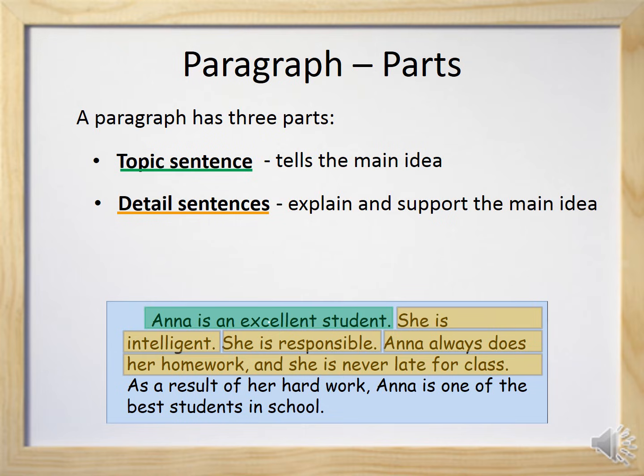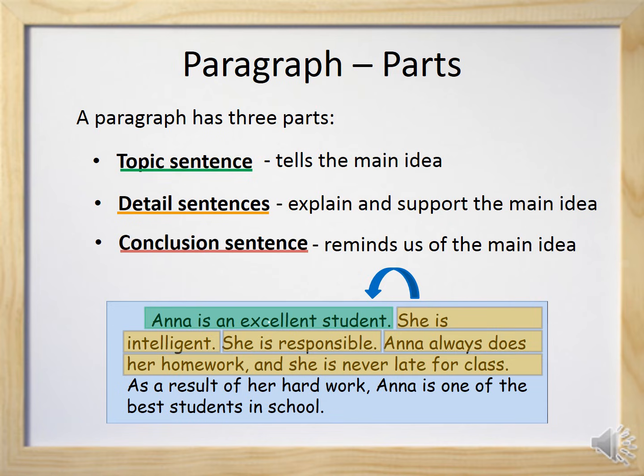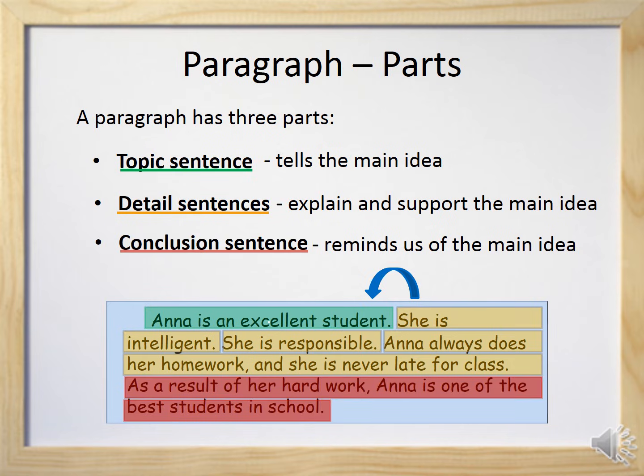Do you see how these 3 detail sentences explain the topic sentence? Because they tell us why Anna is an excellent student. The last part of a paragraph is the conclusion sentence. This sentence reminds us of the main idea. The conclusion sentence in our example paragraph about Anna is, as a result of her hard work, Anna is one of the best students in school.